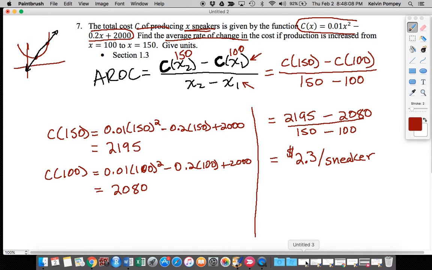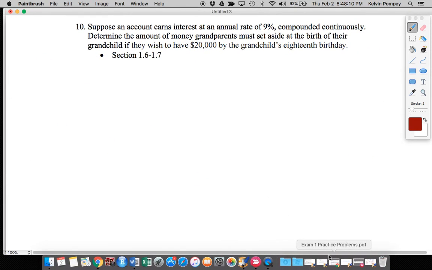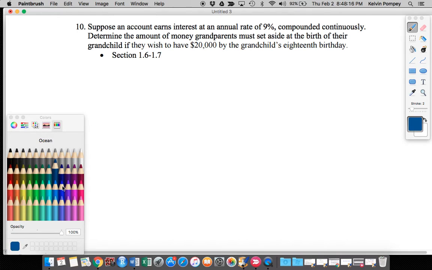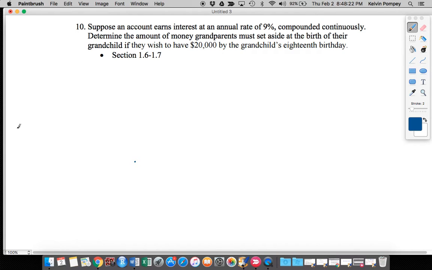Let's look at our next example, which is problem 10. It says, suppose an account earns interest at an annual rate of 9%, compounded continuously. Oh, there's a keyword there. Determine the amount of money grandparents must set aside at the birth of their grandchild if they wish to have $20,000 by the grandchild's 18th birthday.